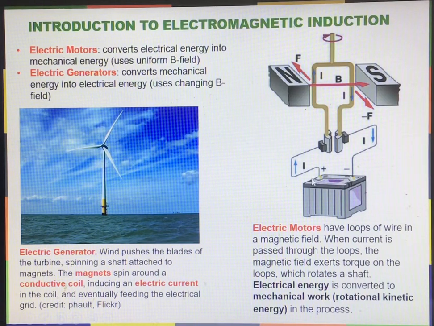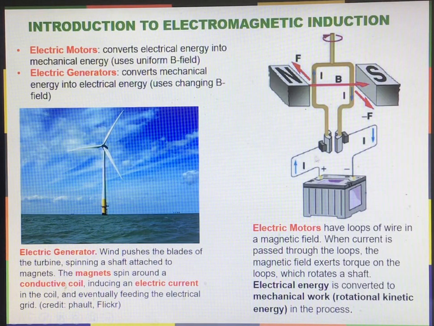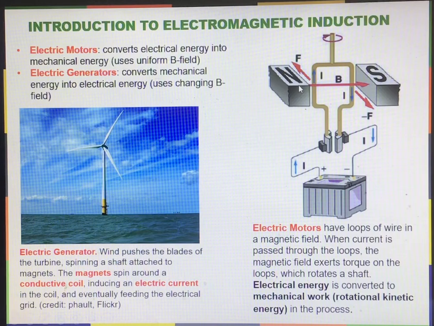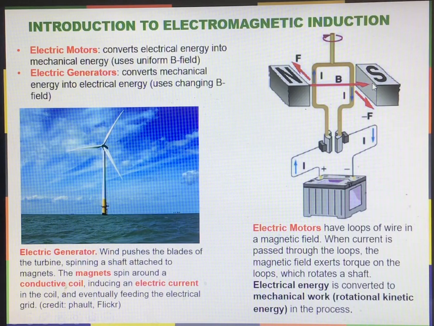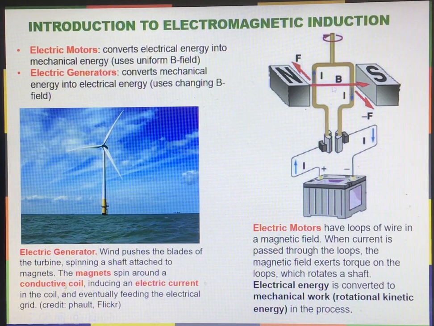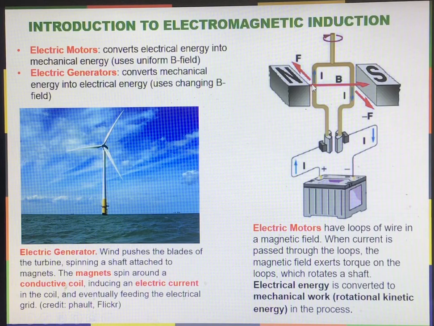So we start with some power supply that is going to generate some current, and this current is going to go through a loop in the presence of some magnetic field. Again, this is the north and this is the south. The magnetic field is going to generate forces on the left side and on the right side of the loop. Notice that the force on the left side is pointing into the paper, while the force on the right side is pointing out of the paper.